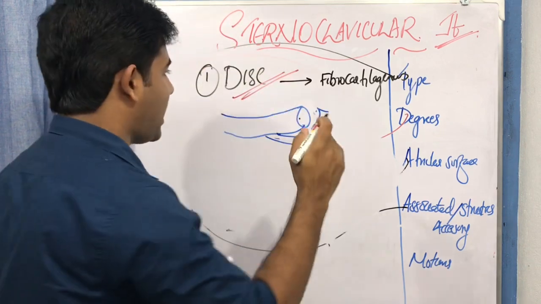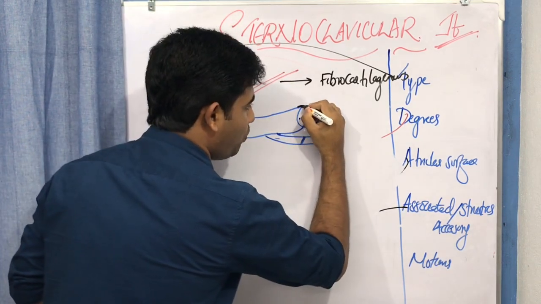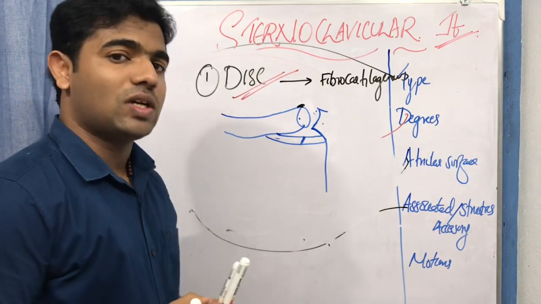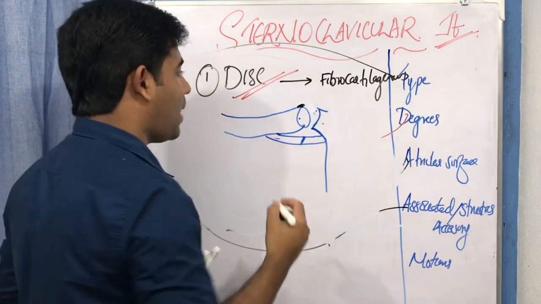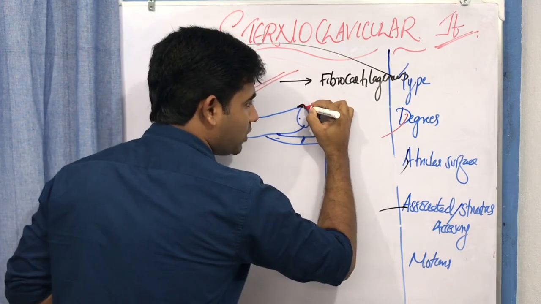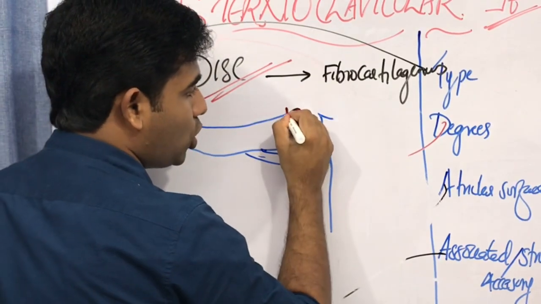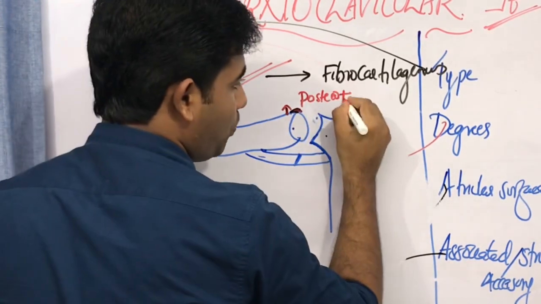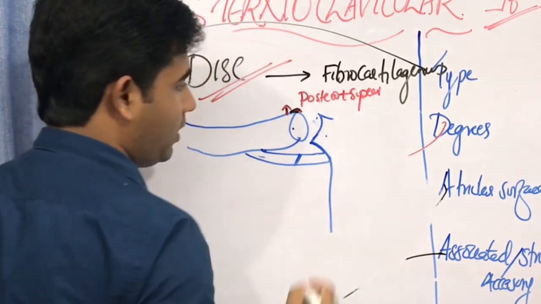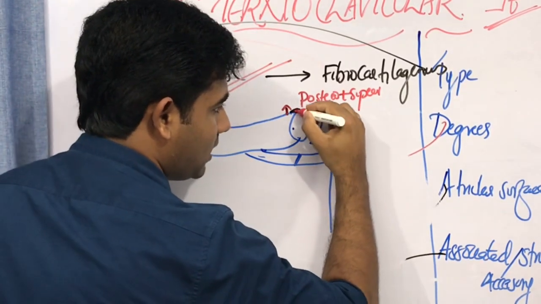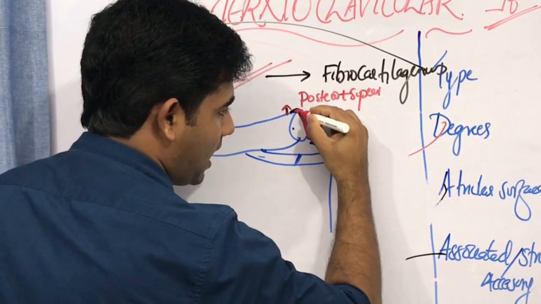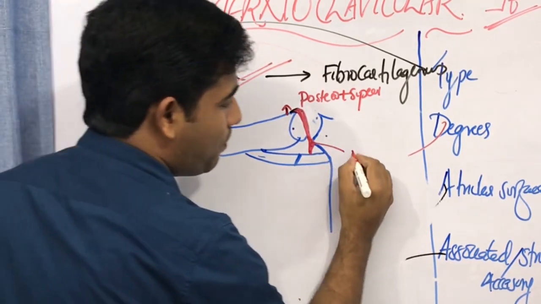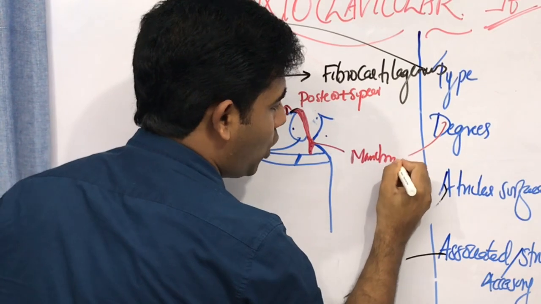It has a superior attachment over here, which is known as the upper portion of the disc. This upper portion of the disc will be attached to the posterosuperior part of the clavicle, that is posterior plus superior. The disc will be running like this, and the lower portion will be attached to the manubrium and the costal cartilage.